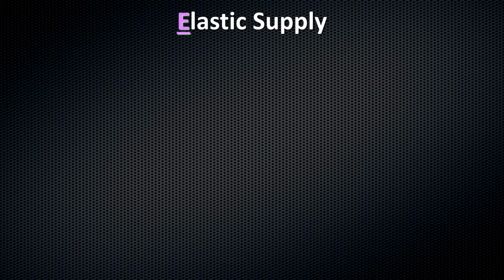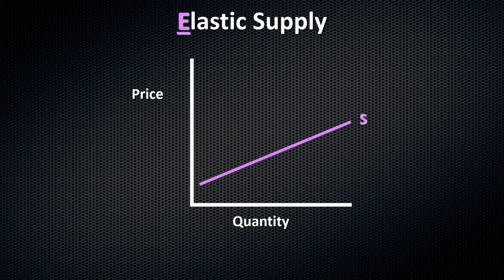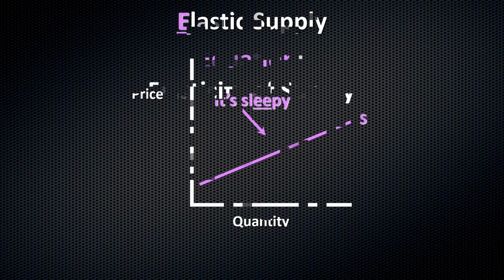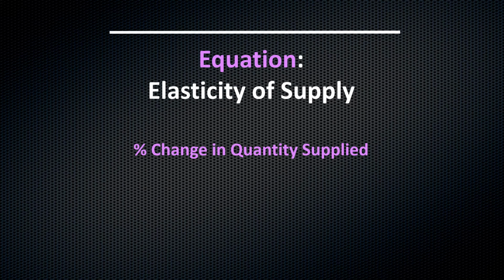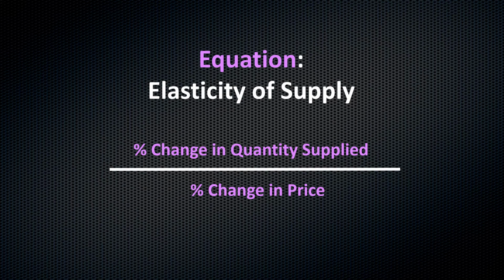And now we have elastic supply graphed out. If you look, our supply curve looks a lot flatter. It's sleepy. All right, our equation: elasticity of supply is the percent change in quantity supplied divided by the percent change in price.